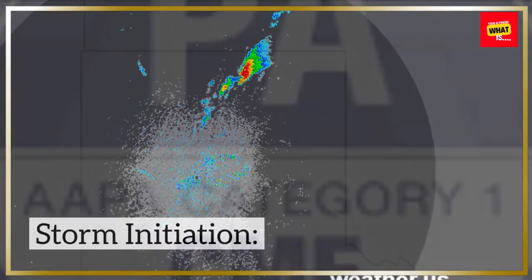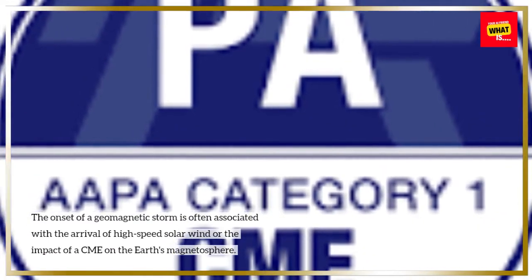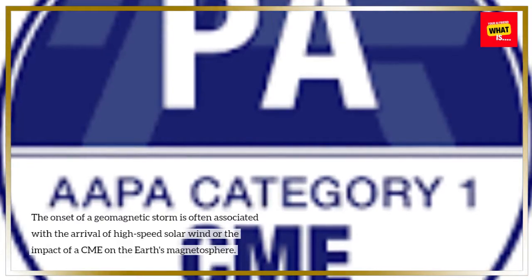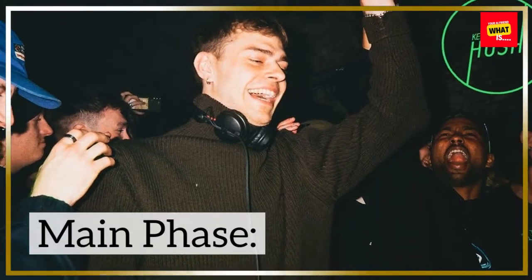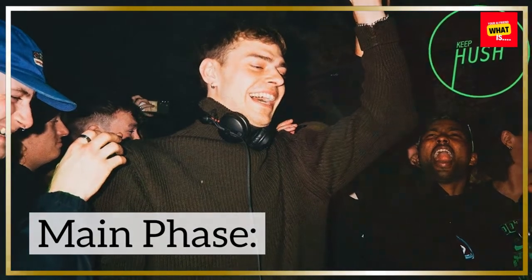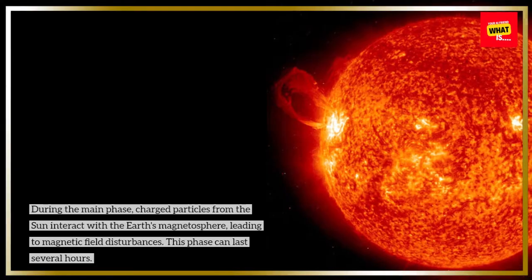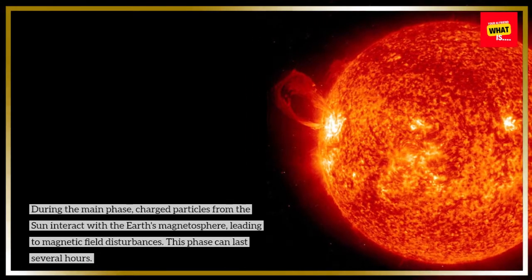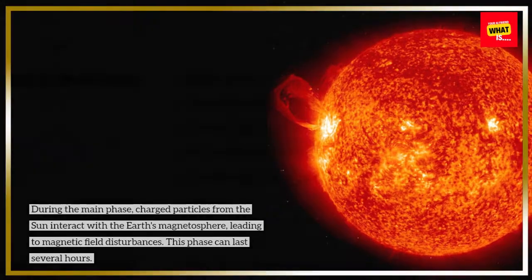Storm initiation. The onset of a geomagnetic storm is often associated with the arrival of high-speed solar wind or the impact of a CME on the Earth's magnetosphere. Main phase. During the main phase, charged particles from the Sun interact with the Earth's magnetosphere, leading to magnetic field disturbances. This phase can last several hours.